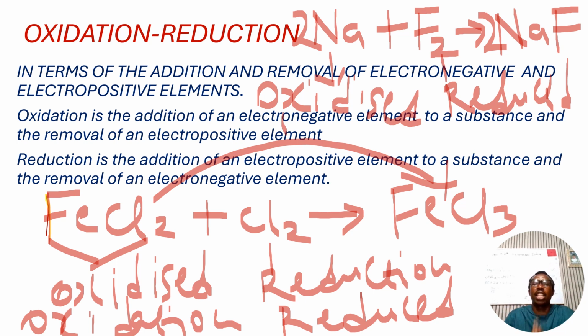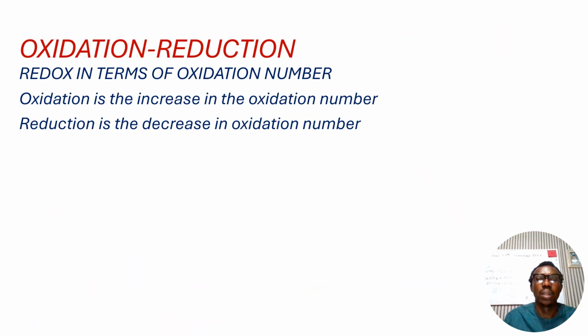So oxidation is the addition of an electronegative element to a substance and removal of an electropositive element, while reduction is the addition of an electropositive element to a substance and removal of an electronegative element. So that's the definition of oxidation and reduction in terms of addition and removal of electronegative and electropositive elements. Now we want to look at redox in terms of oxidation number.